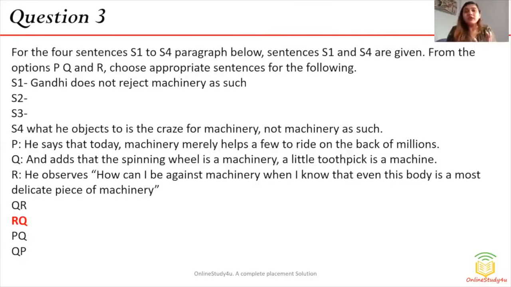So Gandhi does not reject machinery as such. He observes, how can I be against machinery when I know that even this body is the most delicate piece of machinery? And adds that the spinning wheel is a machinery, a little toothpick is a machine. What he objects to is the craze for machinery, not machinery as such. So he says that today machinery merely helps a few to ride on the backs of millions. That is not something that we would look at. It does not relate exactly to the passage. So our only correct option out here is RQ, which is option 2.